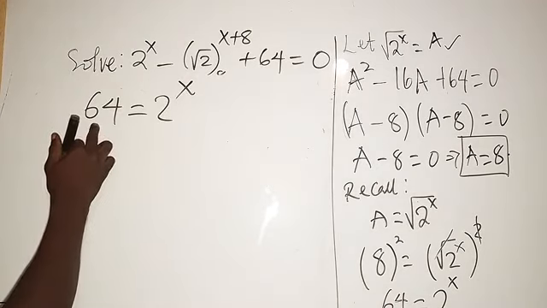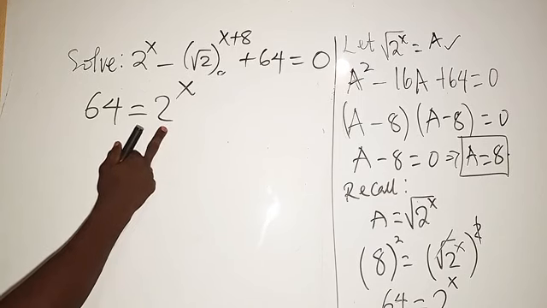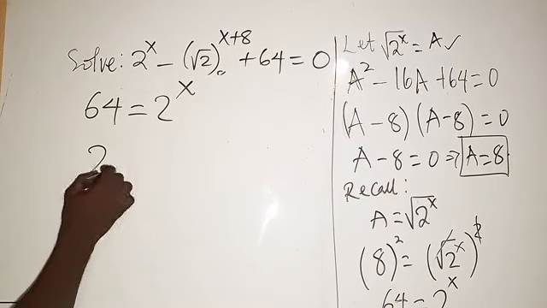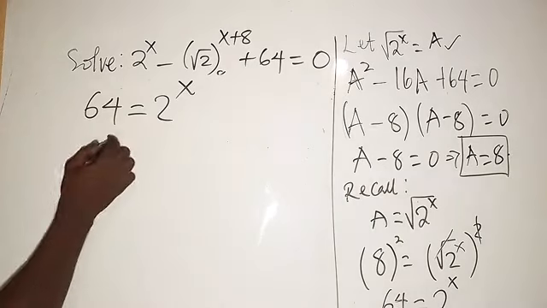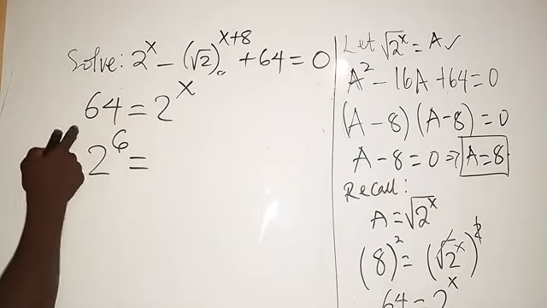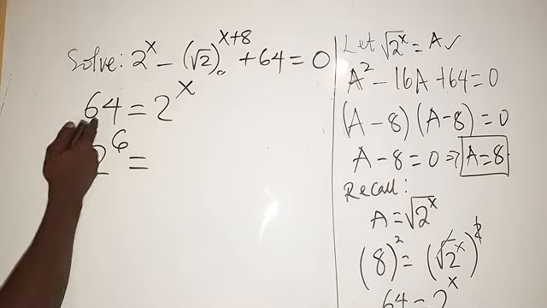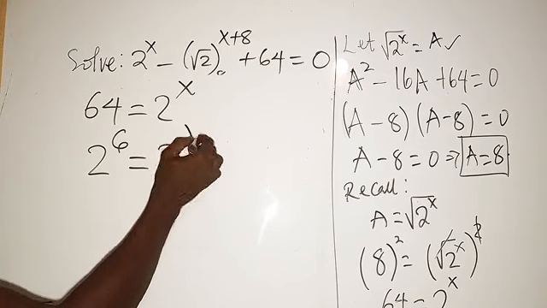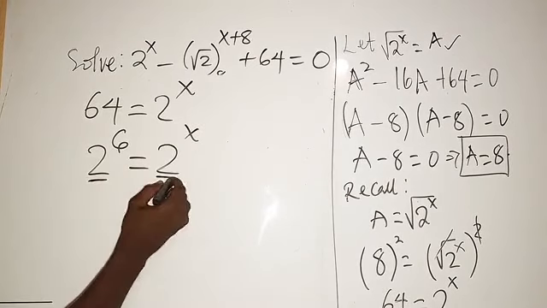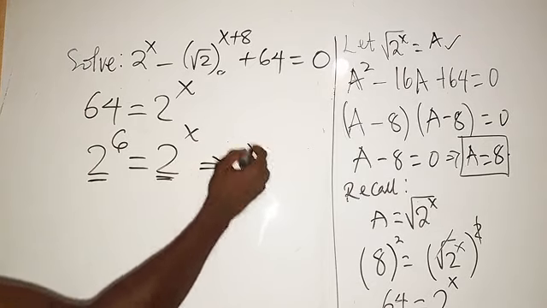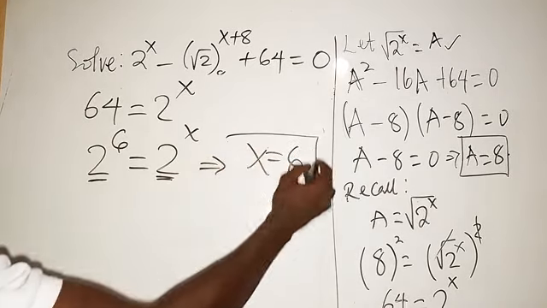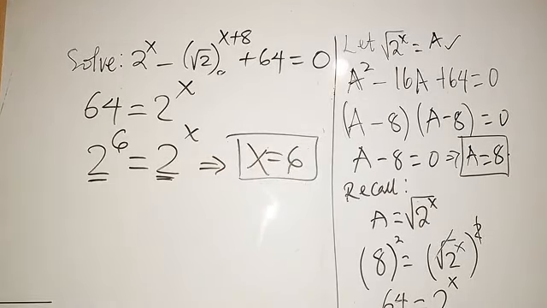So therefore we can rewrite this 64 in terms of base 2. So that's going to be 2 to power 6, which actually gives me 64. That is, when 2 multiplies itself 6 times, you have 64. Then we have 2 to power x. So now they have the same base, so this implies that x equals 6. So we have the solution to be 6.